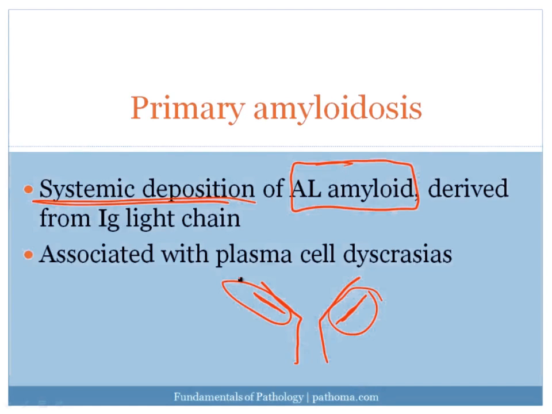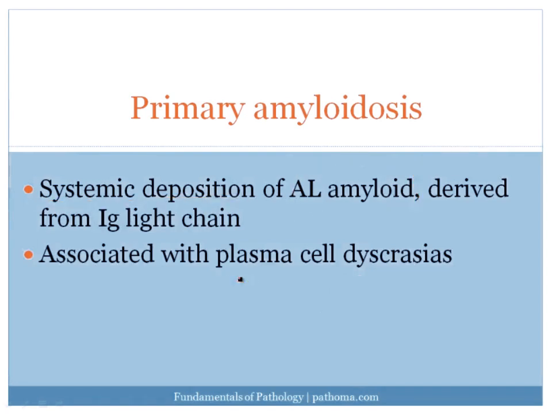However, in a subset of diseases called plasma cell dyscrasias, which is a general term that refers to abnormalities of the plasma cell, there can be overproduction of the light chain. The overproduced light chain will leak out into the blood, and the light chain can then become misfolded and can eventually deposit within tissues, creating a primary amyloidosis. So that's the characteristic of primary amyloidosis.